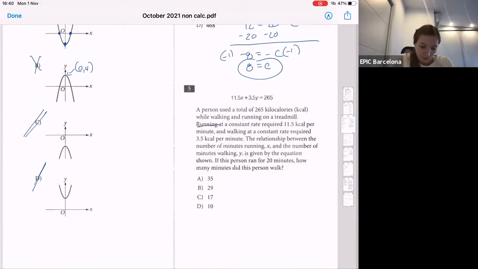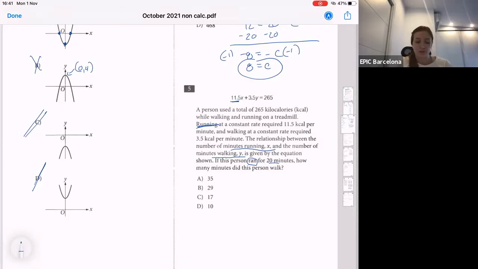Okay, so running looks like it's correlating to the x. And walking at a constant rate required 3.5. The relationship between the numbers, yeah. So the number of minutes running is x, and the number of minutes walking is y. And the person ran for 20 minutes. How many minutes did this person walk?